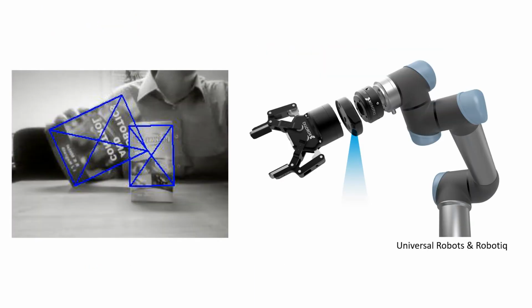But the problem of occlusion can be avoided if you place the camera close by the wrist or close by the gripper. It is called camera in hand paradigm. And you can see that right over here.